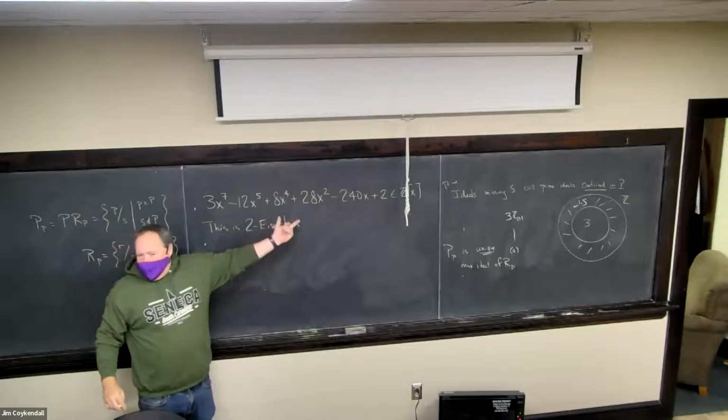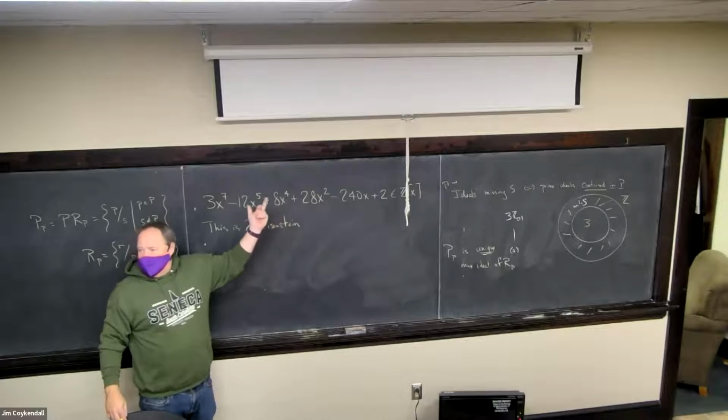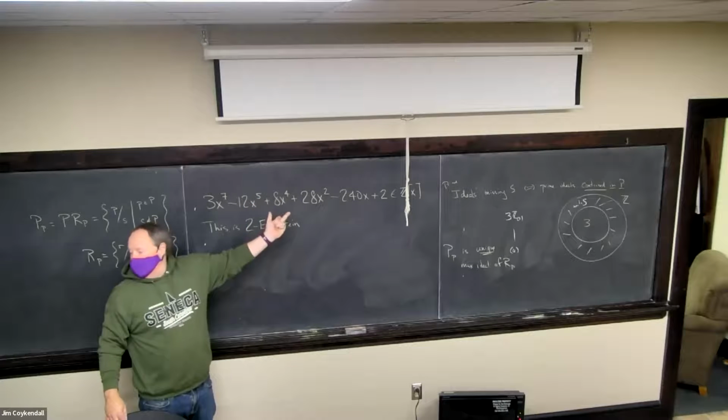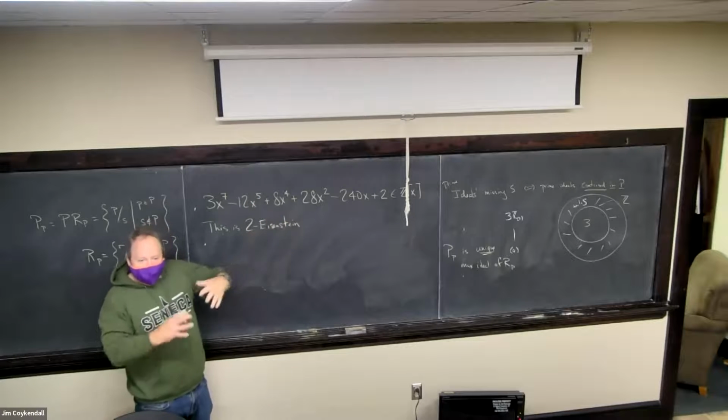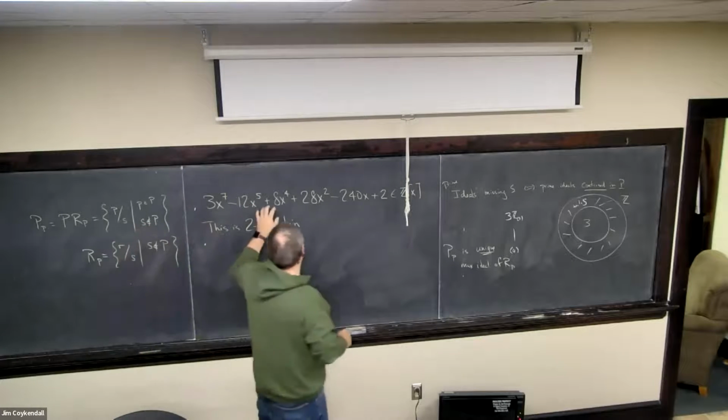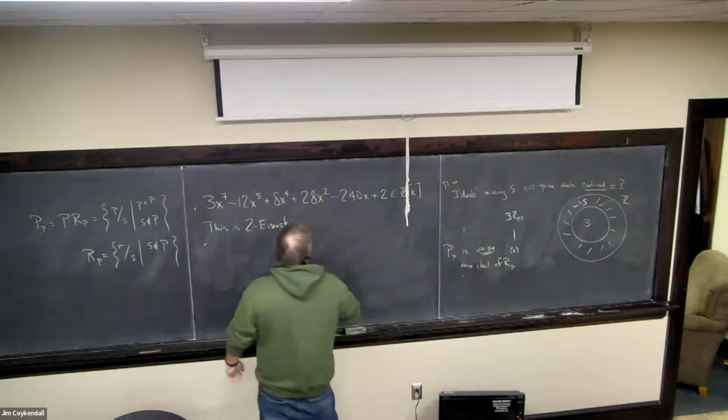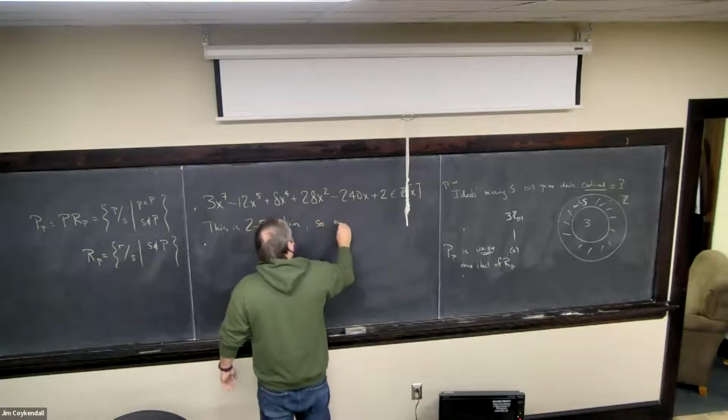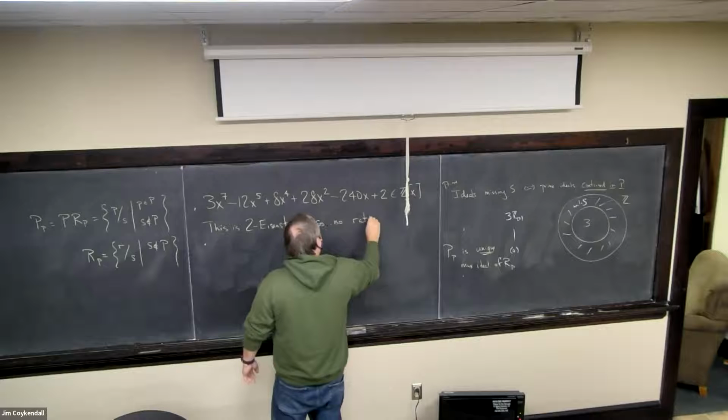For this to have a rational root, there would have to be a linear factor, right? There would have to be a linear factor for this to have a rational root. So, no rational roots.